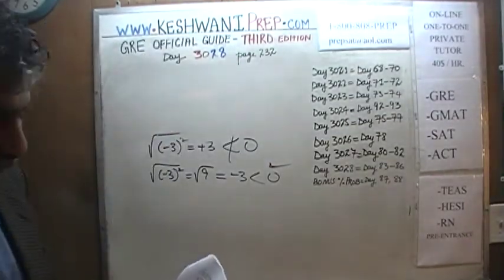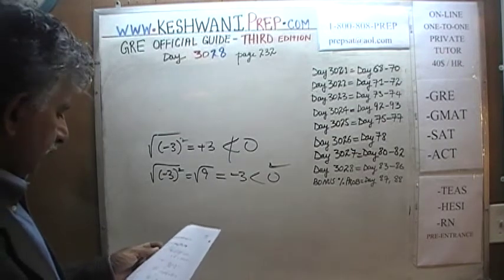It depends on whether we're dealing with positive root or negative root. That was G.